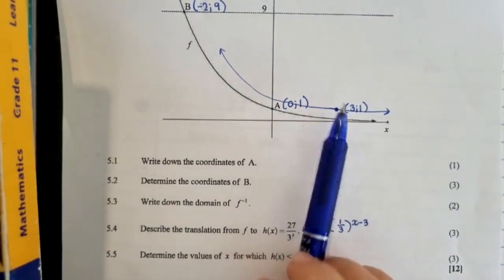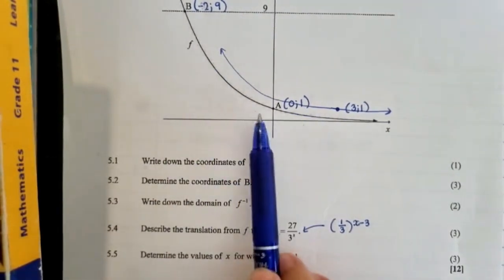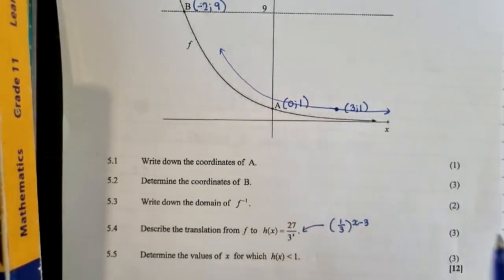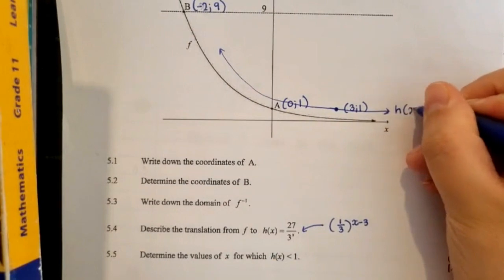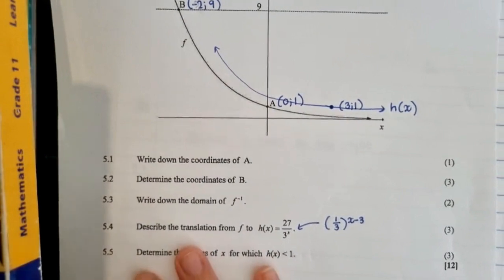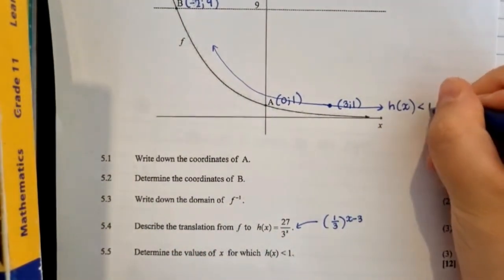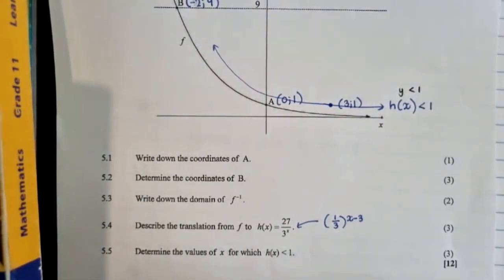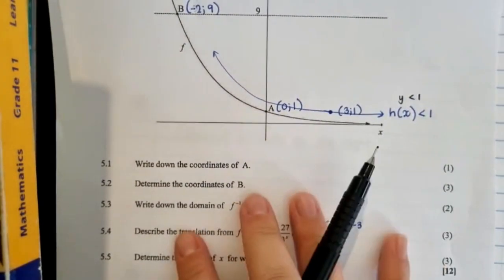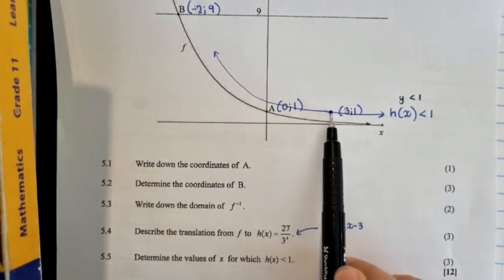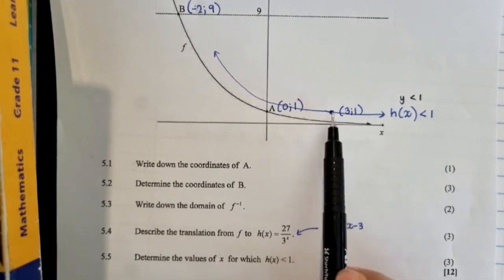All right, I hope it makes sense that if the graph of f shifts 3 units to the right, then that means that the point that was 0, 1 becomes the point 3, 1. Okay, so this is now h. Not a good drawing of h, but good enough, I think. Now they're asking, where is h smaller than 1? Now, guys, you have to remember that h of x means y. So they're asking, on the graph of h, where are the y values smaller than 1? Now, if we're looking at this point, right? This point has a y value of 1. It's paper 1 of last year. This point has a y value of 1.